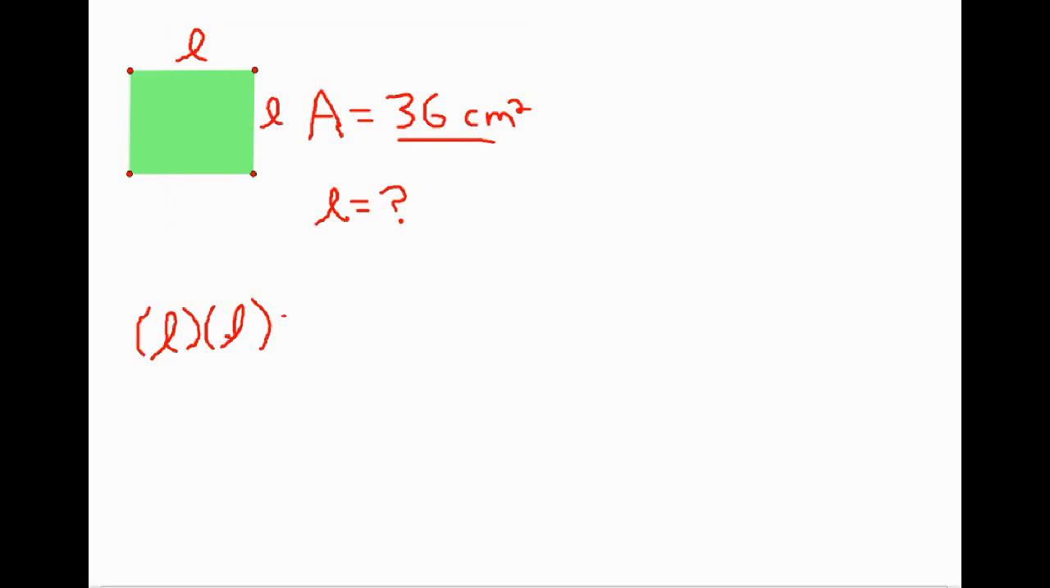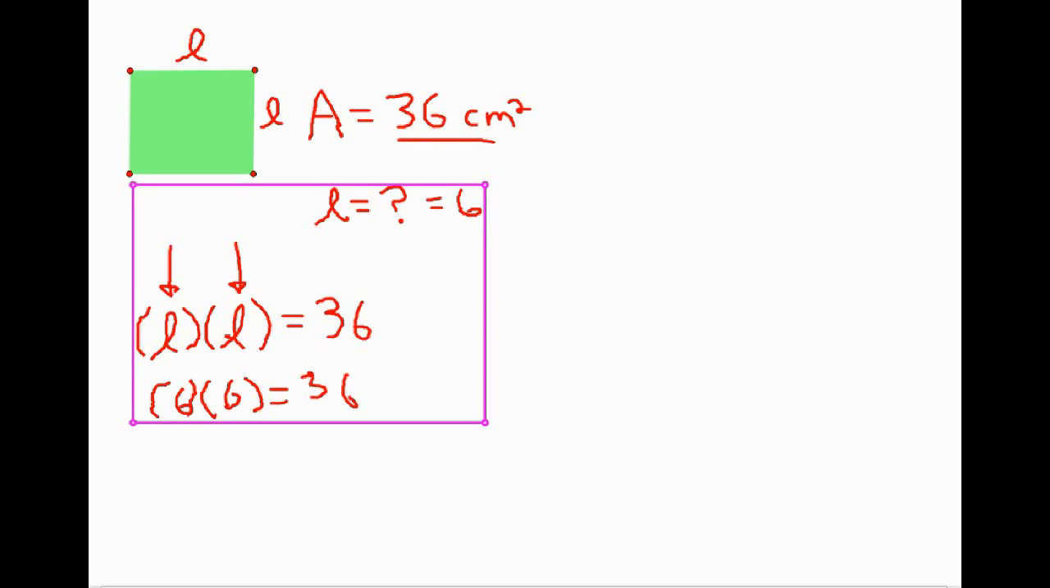And we know that the answer is 36 because we're told that the area is 36. So we're looking here for two numbers that are the same, that when we multiply them together, the answer is 36. And those two numbers that are the same are 6, because 6 times 6 is 36. So if we have a square where the area is 36 and we're asked for the length, it is 6, because 6 times 6 is 36.